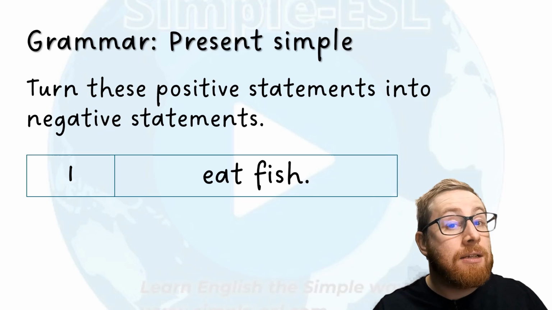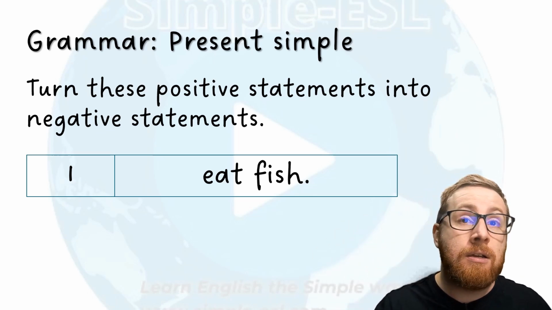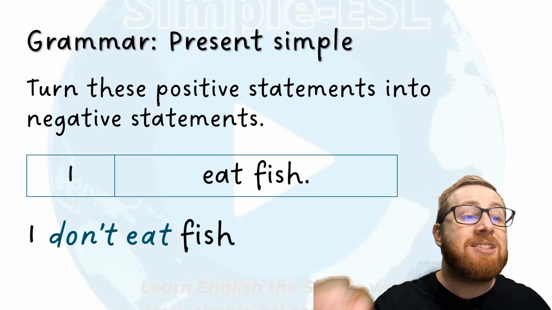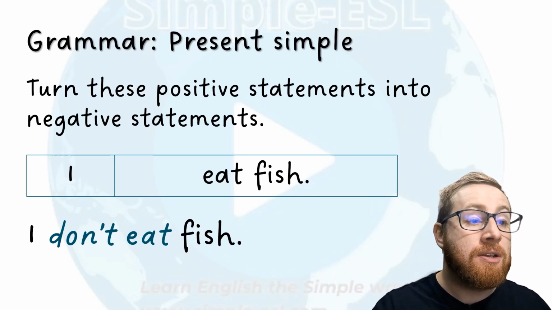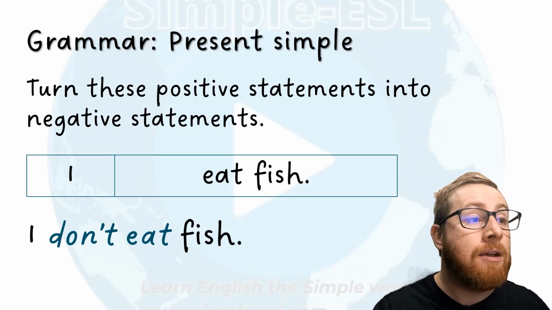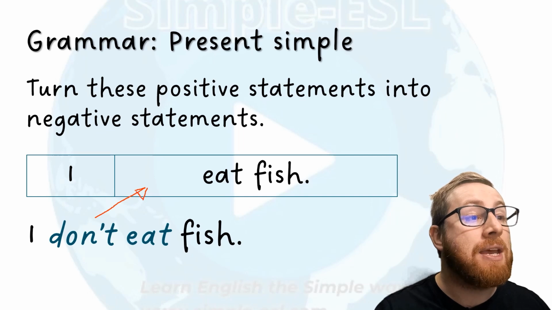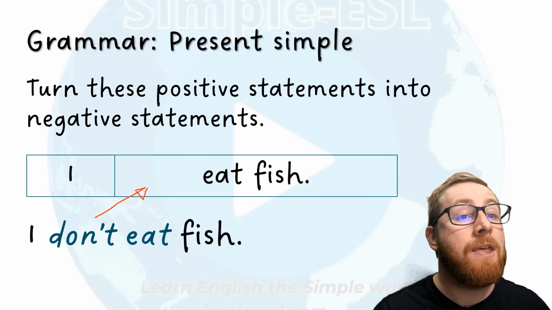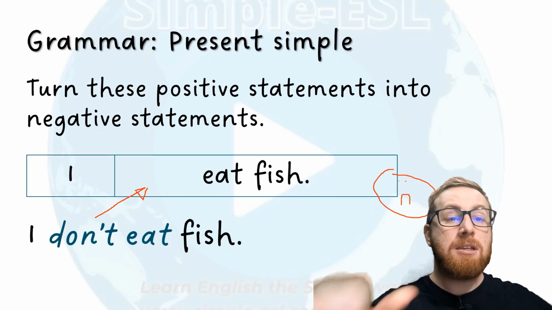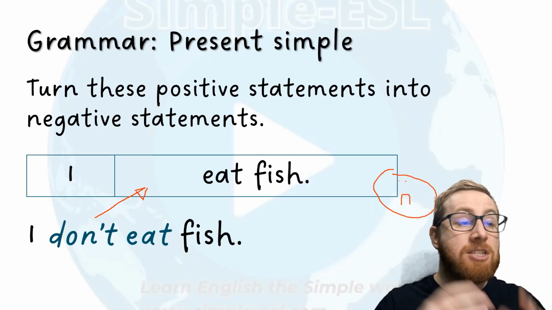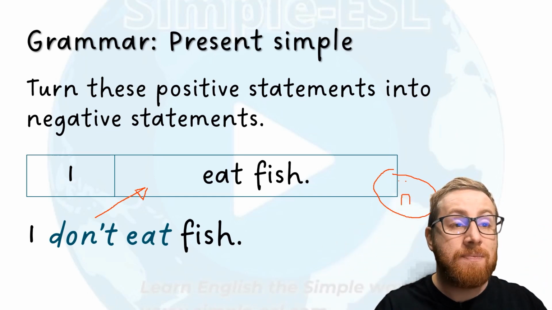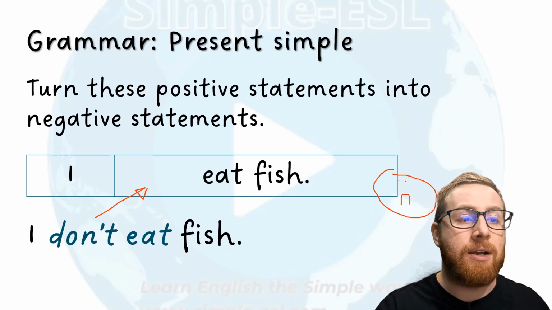We can add don't. I don't eat fish. If I grab a pen, we can see here don't has gone into this gap here. I don't eat fish. And this makes it negative. It's a bad thing. I don't eat fish. Let's try with another one.